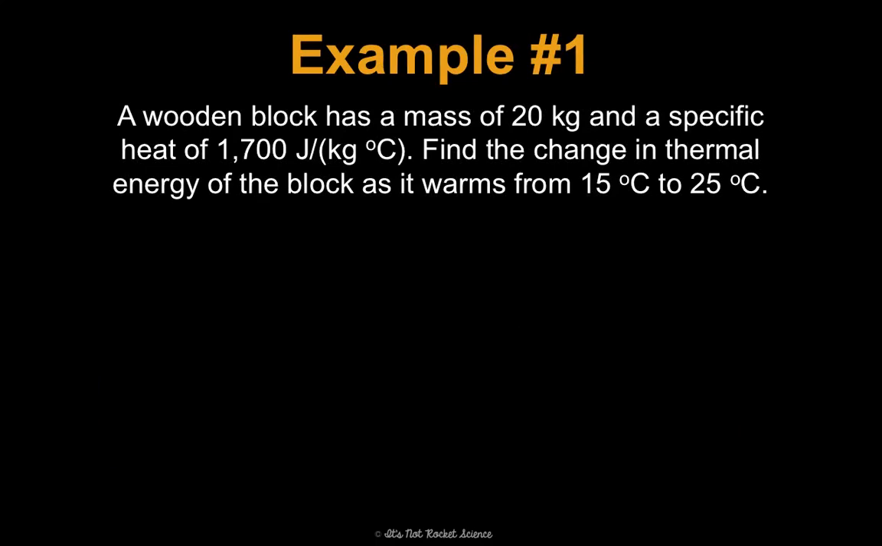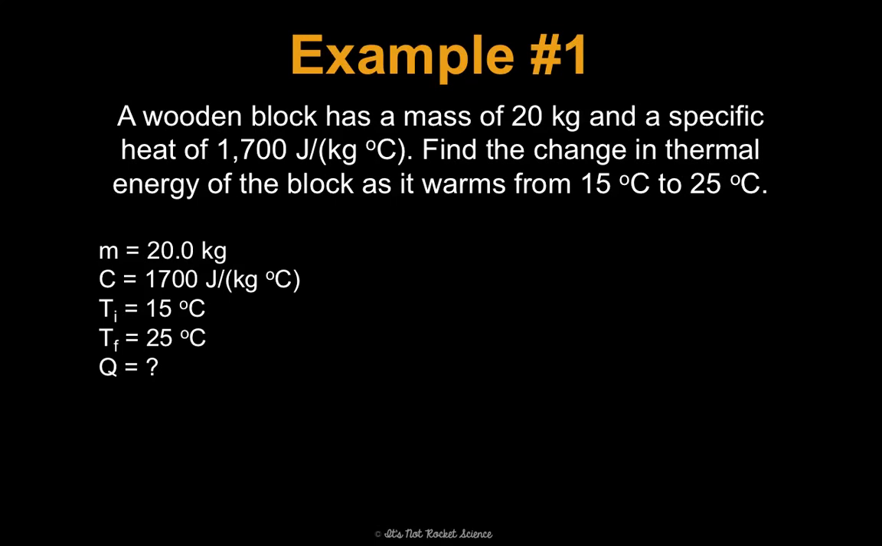A wooden block has a mass of 20 kilograms and a specific heat of 1,700 joules per kilogram times degrees Celsius. Find the change in thermal energy of the block as it warms from 15 degrees Celsius to 25 degrees Celsius. So, what are we looking for? We're looking for a change in thermal energy, and that is Q. We know that mass is 20 kilograms. Specific heat is my C, and then 15 degrees Celsius is my initial temperature, and 25 degrees Celsius is my final temperature. My equation is Q equals MC delta T.